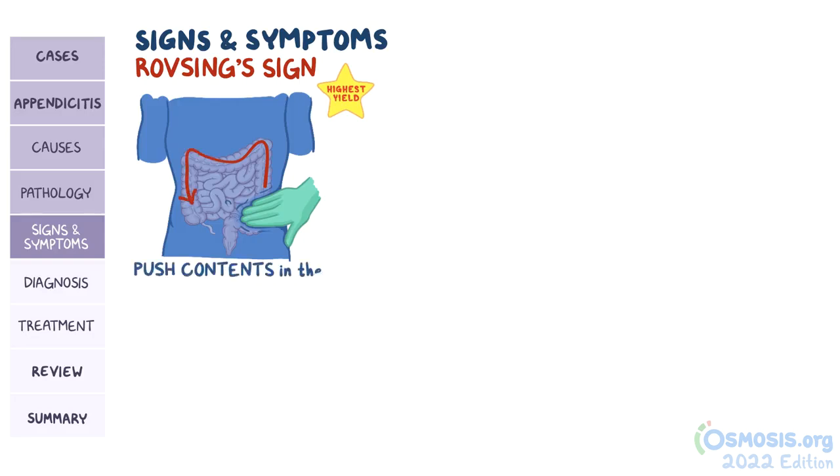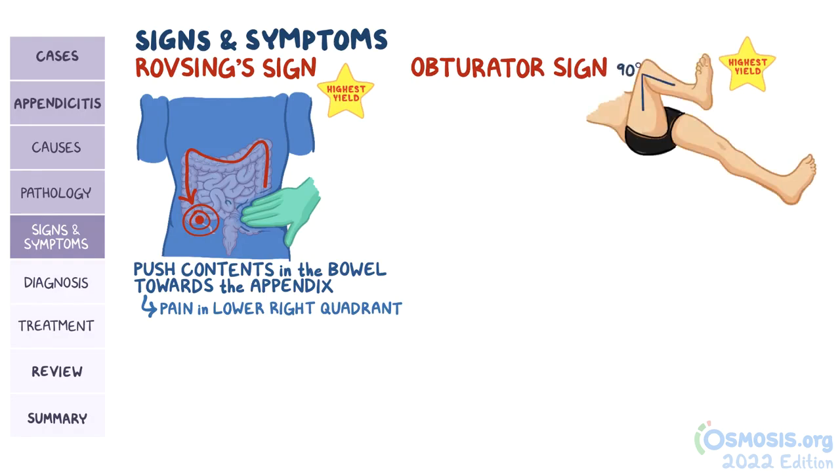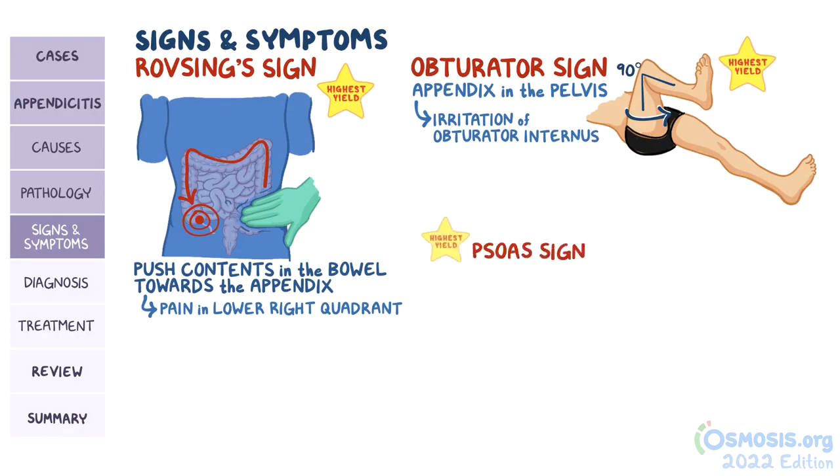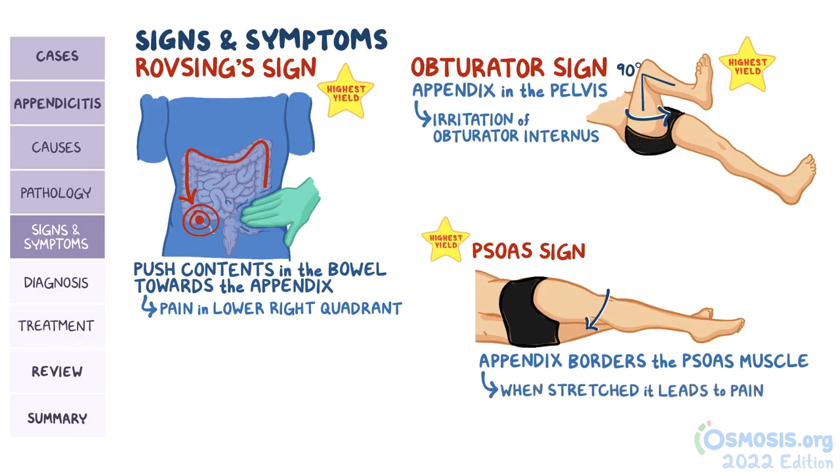This will push the contents in the bowel towards the appendix, further irritating it, causing pain in the right lower quadrant. The obturator sign is when the person flexes the hip and knees to 90 degrees while lying down, and the clinician rotates the hip internally. Since the inflamed appendix lies in the pelvis, it will cause irritation of the obturator internus muscle when this maneuver is performed. Finally, we have the psoas sign, where the person lies on their left side and the clinician extends the right hip. Since the appendix borders the psoas muscle, when it's stretched by hip extension, the friction will lead to pain.